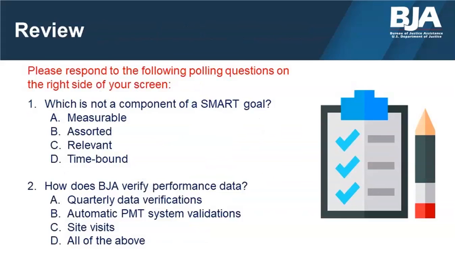Please respond to the following polling questions on the right side of your screen. Number 1, which is not a component of a SMART goal? Is it A, measurable, B, assorted, C, relevant, D, time-bound? Lastly, number 2, how does BJA verify performance data? Is it A, quarterly data verifications, B, automatic PMT system validations, C, site visits, or D, all of the above?